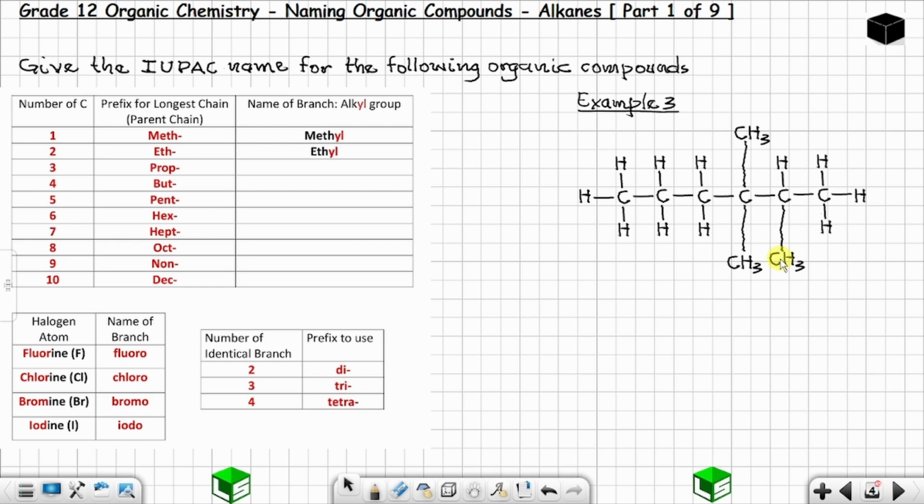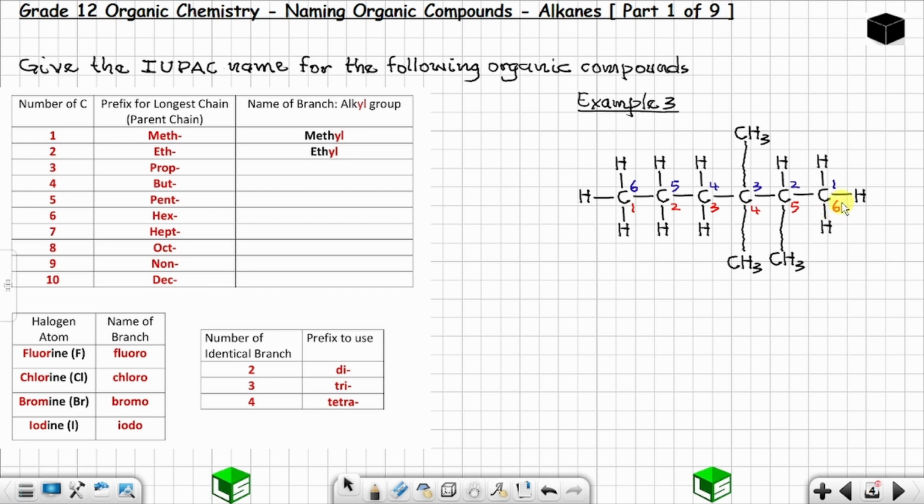So how are we going to number this? Should we number it from left to right or from right to left? Okay, let's see. If we number it from left to right, it will be 1, 2, 3, 4, 5, 6. And if we number it from right to left, it will be 1, 2, 3, 4, 5, 6. So according to the IUPAC system, you have to number in such a way that your branches are located on the lowest possible numbers. Which one is the lowest combination? Is it 2 and 3 or 4 and 5? It is 2 and 3. So the correct numbering will be from right to left, which is in blue. So you can disregard this one, the one in red.